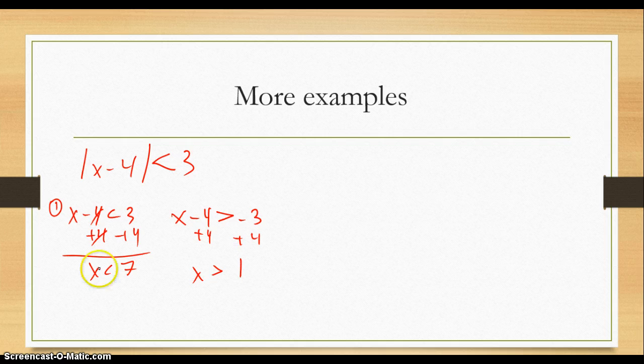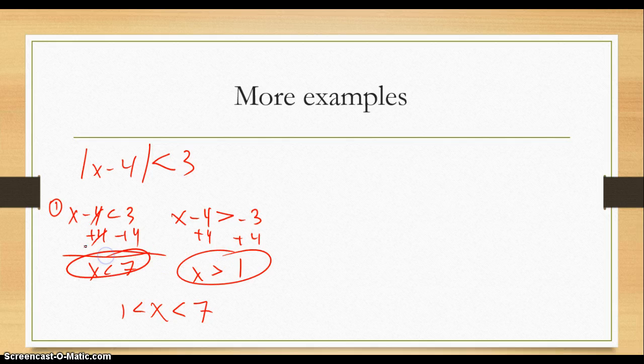So what does this mean? This means that x is greater than 1 and x is less than 7. After you get finished, you're going to write a compound statement right here with your two solutions from your inequality equation. So then we know that x could equal any number greater than 1 and less than 7.